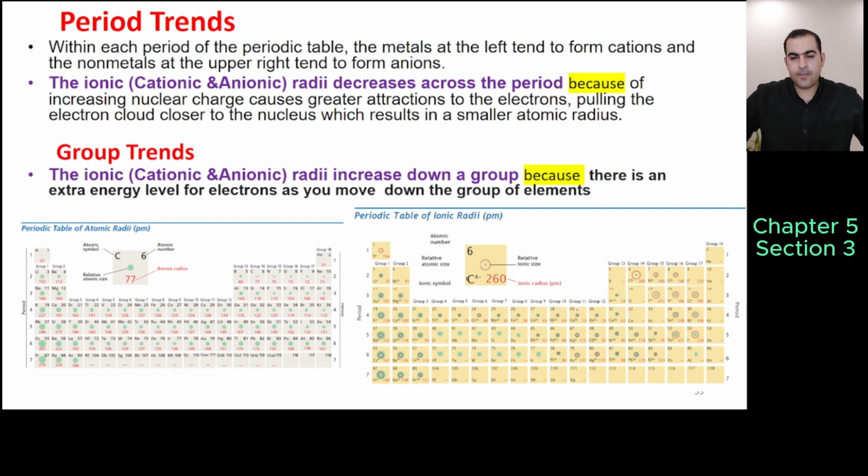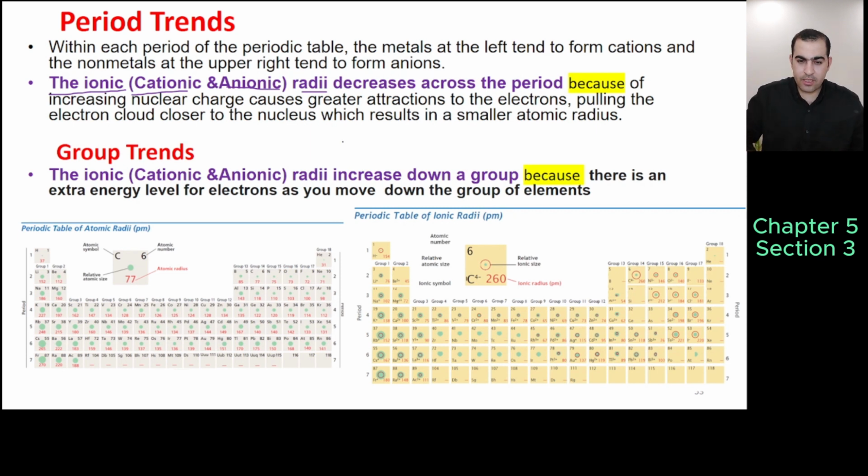Across a period, guys, anionic radii and cationic radii decrease across the period because of increasing nuclear charge, and it's the same as the atomic radius. Atomic radius decreases across a period because of increasing nuclear charge, attraction increases, and electrons get closer to the nucleus. What about ionic radii? Also, it's the same.